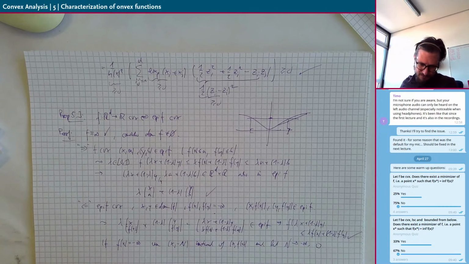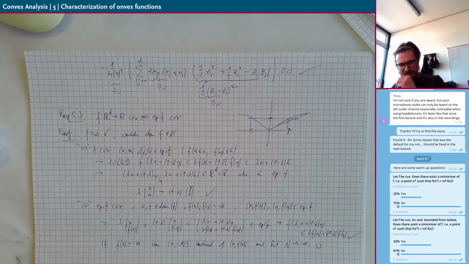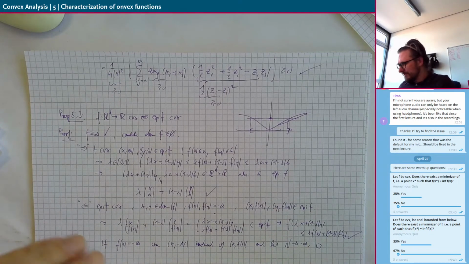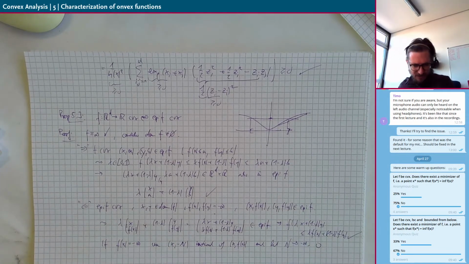Okay, but anyway. Actually, a convex function that assumes the value minus infinity can never assume anything else than minus infinity or plus infinity, or only at very special points. But okay, I never encountered this situation in my life, so I don't think about it too much.